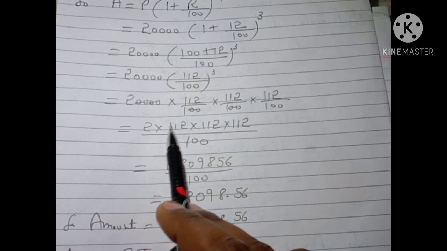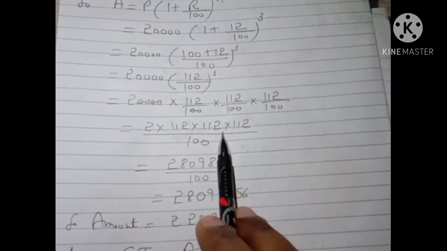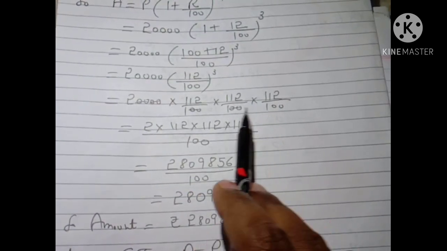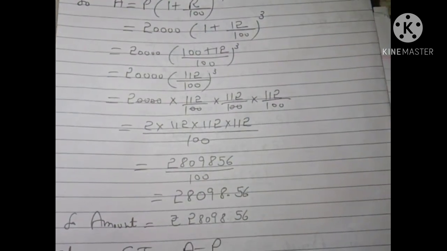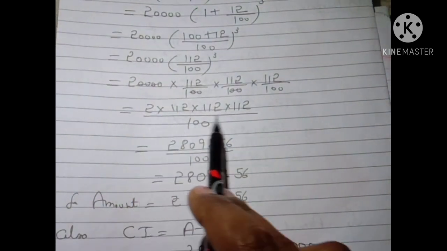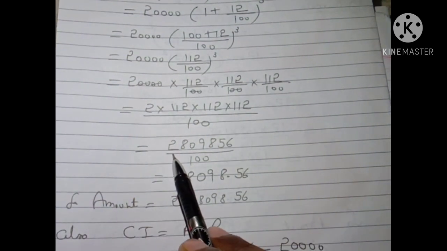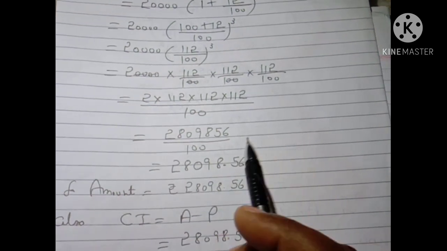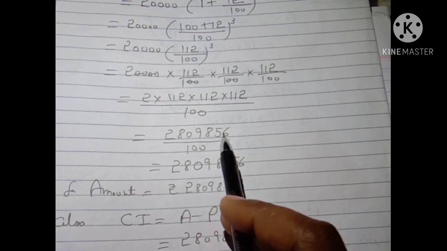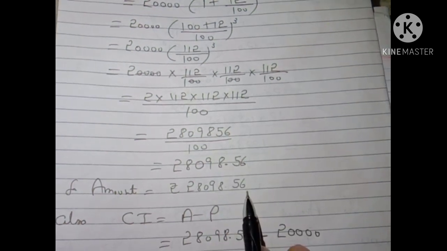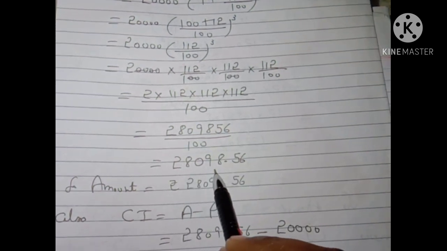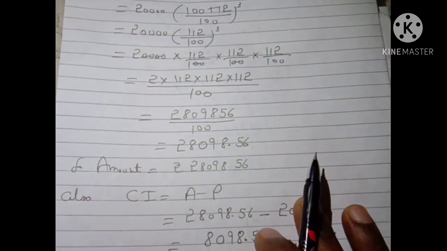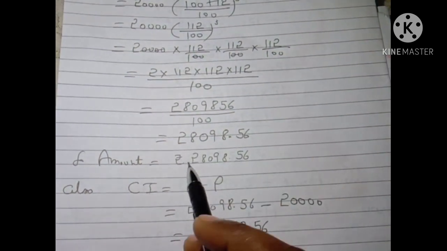After this we are left with 2 into 112 into 112 into 112 over 100, because only 100 is left in the denominator. After multiplying all these values, it will become 2809856 over 100. Now there is a 100 in the denominator, so after the two digits we have to put the decimal, so it will become 28,098.56.